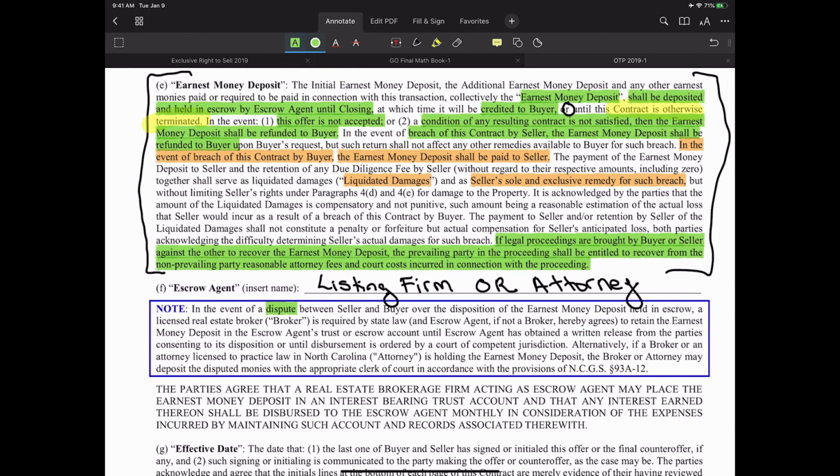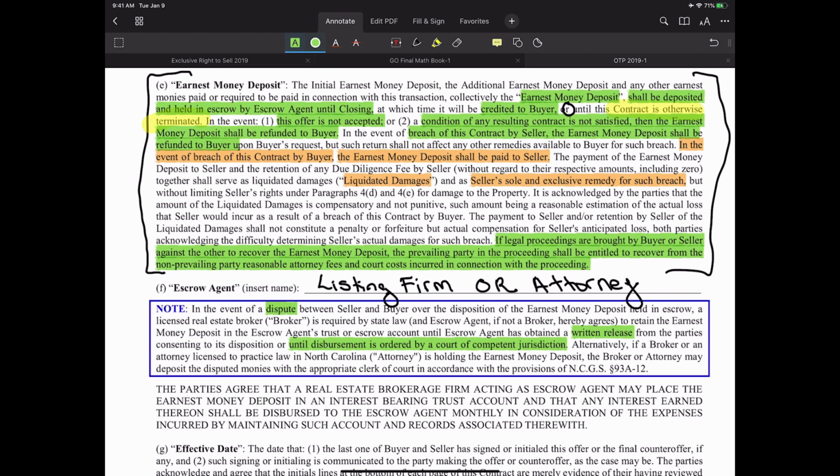It's only in the event of a dispute that we're going to have to hold these earnest monies, and what I mean by we is your broker in charge or the escrow agent. We're going to hold these earnest monies until we get a written agreement of the parties. Now, again, if it says written, it must be in writing, agreed to, and signed by both parties. If a court tells us what to do with it, then we will disperse it according to a court of competent jurisdiction.